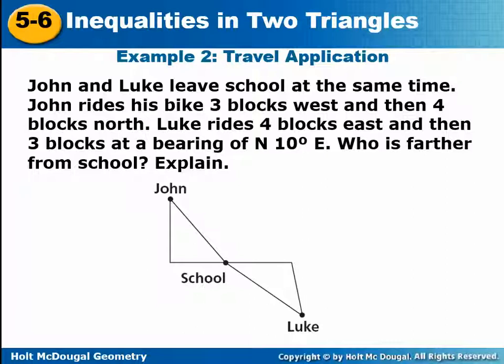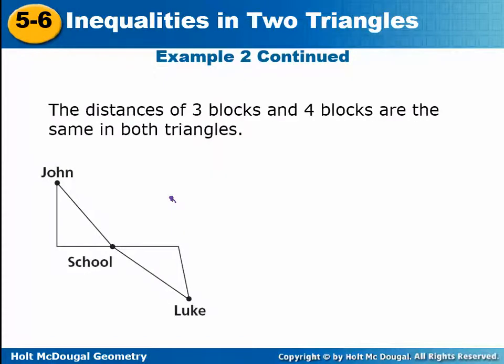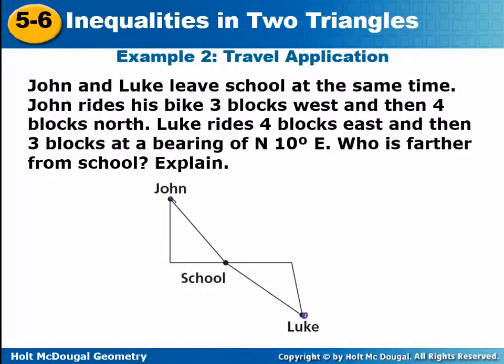John and Luke leave school at the same time. So here's Luke, and here's John, and they're both heading the same direction. It says that John rides 3 blocks west. Here's John. So he would go west. I don't know why they drew the triangle that way. And then, wait, how can John go west and north to get to school? Oh, I'm sorry. They're leaving school. I'm totally wrong here. I read it wrong.